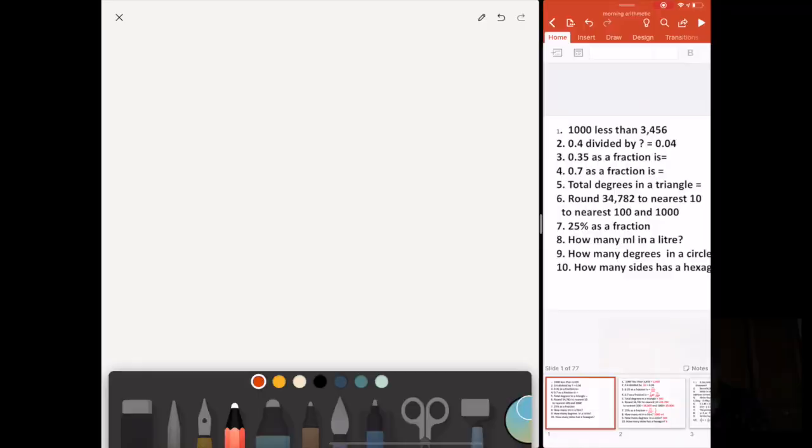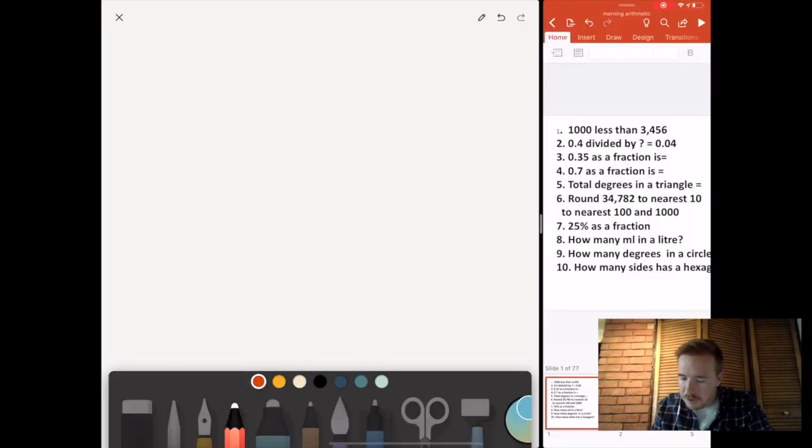Appearing on screen now should be the questions, if I know what I'm doing, which I don't think I do yet. The questions are a mix of operations, so there are different methods to do each of them. On question one, it says 1,000 less than 3,456. On the left hand side I've got my working area, and I'll talk you through how I would do this question. If you don't do it the same way, that's not a problem, as long as you still get the same answer. If you want to have a go with me, just pause the video, have a go yourself, and then see if you get the same answer as me.